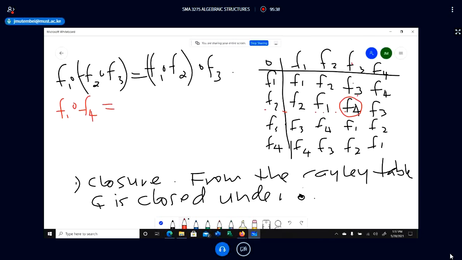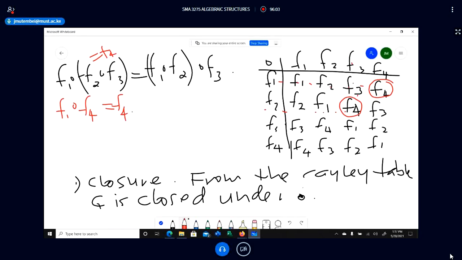Because now this is F4. The composition of F2 and F3 is F4. So now you have F1 composite F4. F1 F4 is F4. So you have F4 on the left side.